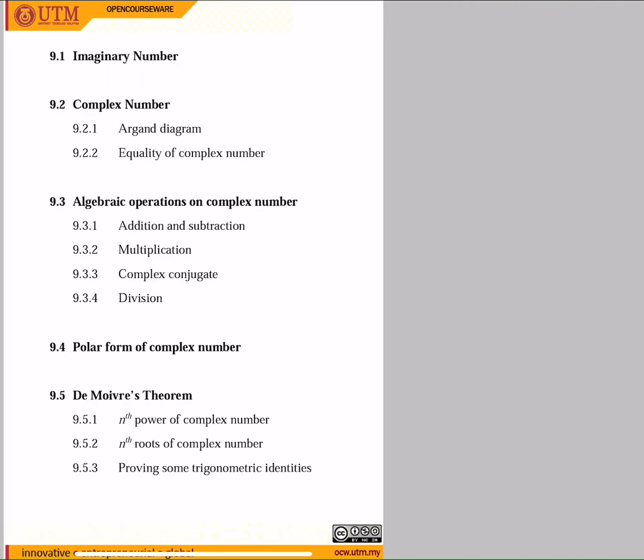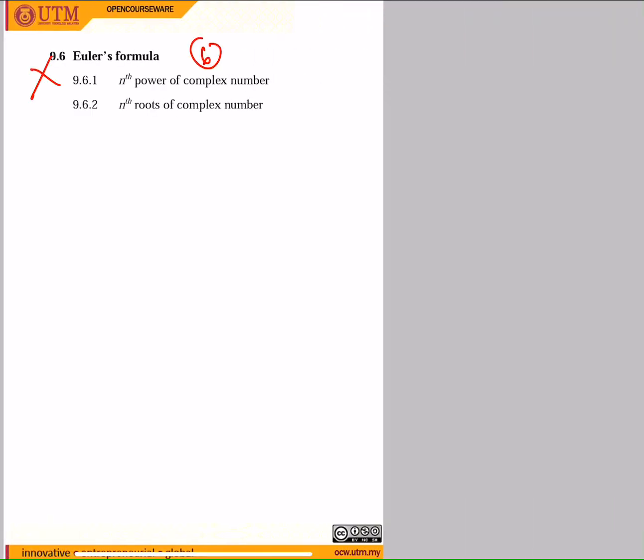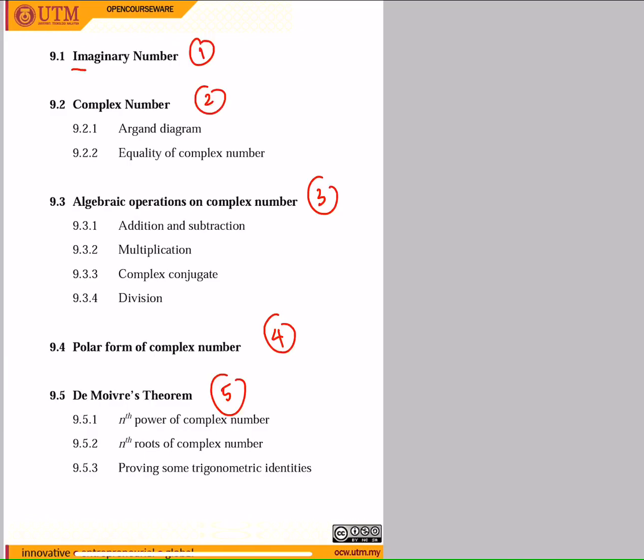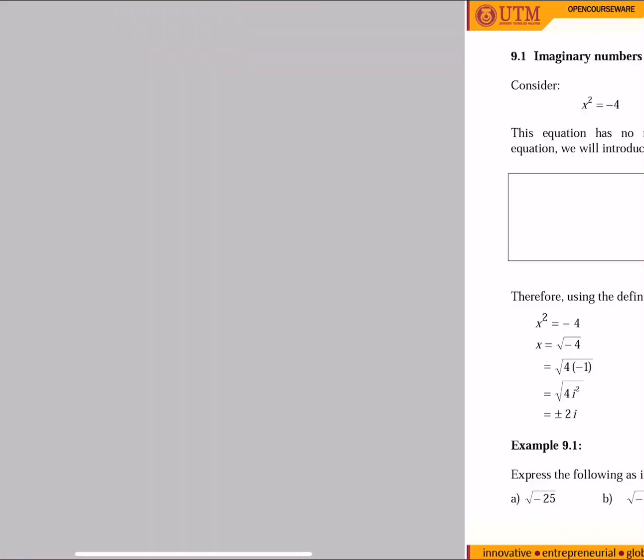Okay, so now we look at chapter 9, which is complex numbers. What we'll cover in this chapter: the imaginary number, the complex number, algebraic operations on complex numbers, the polar form of complex numbers, De Moivre's theorem, and then the Euler formula. But we did not cover the Euler formula. So for part 1, we will look at the imaginary number.